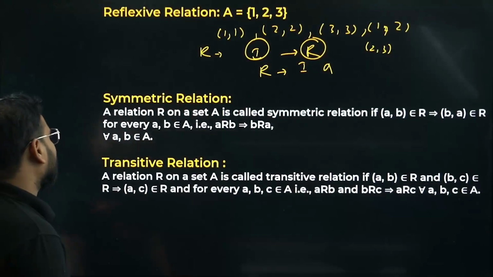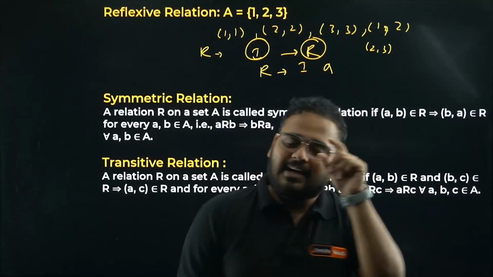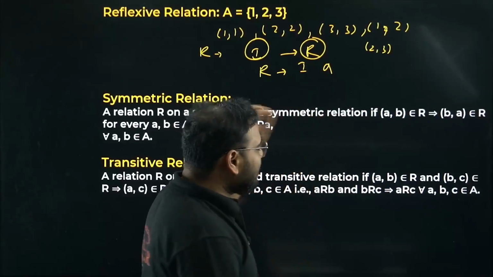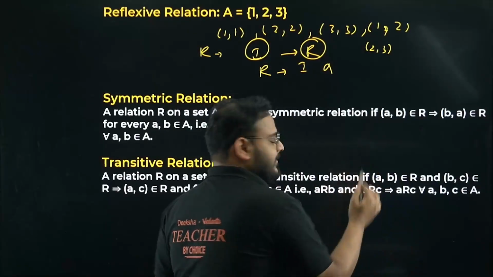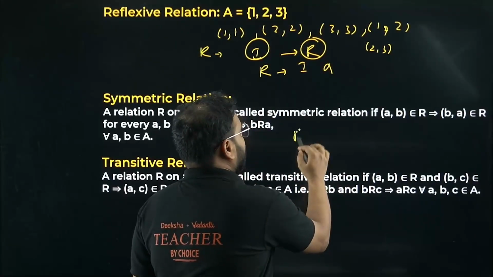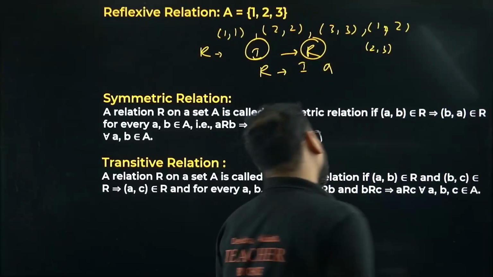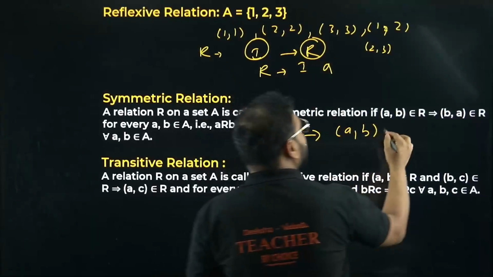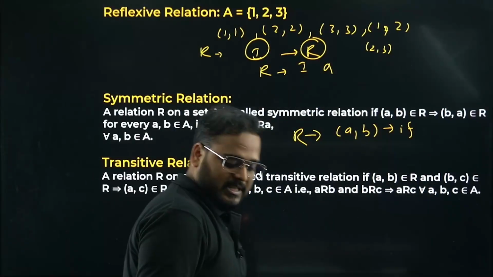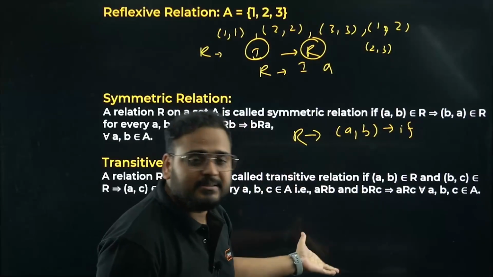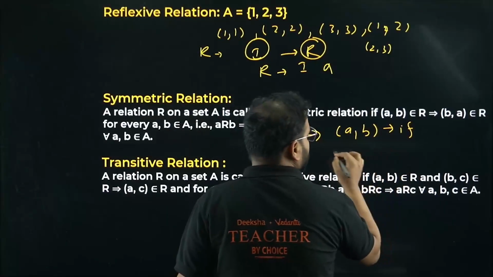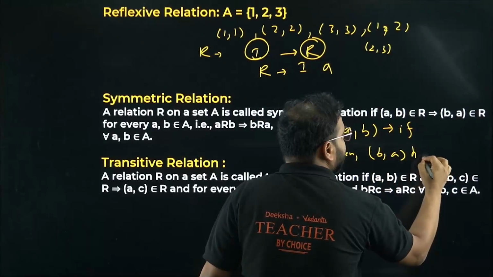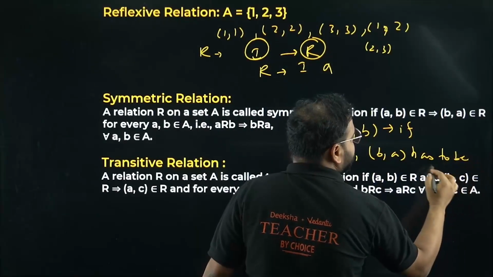So symmetric relation next. I want to clarify one thing. First, let me give you a definition of the symmetric relation, then I'll clarify. The only thing that you need to understand over here is, if there is a relation R, and in that relation R, we have a set like this. This is the if condition, means this is there. They are saying that this is there. Then the condition is that B comma A has to be there.